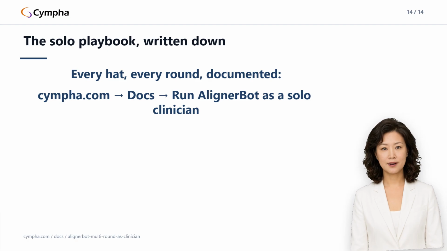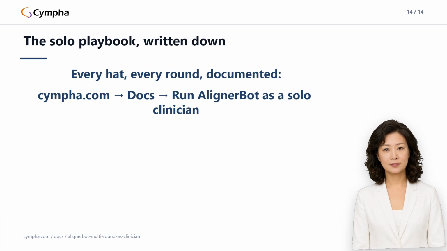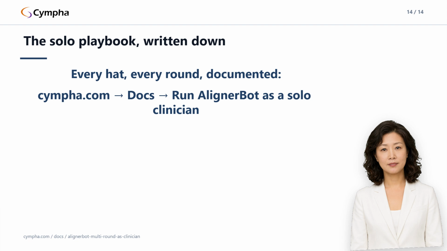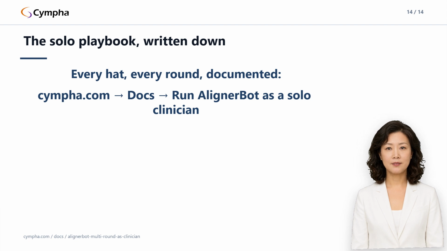It also links to the guides on either side of it. Set up AlignerBot for your lab and install and pair Cympha Agent Manager for the foundation. AlignerBot Phase 1 to Phase 2 for the same pipeline with a full team around it. Approve or request changes on a lab's design for the review page. Use ClearAligner AI Direct and multiple design rounds in ClearAligner AI for the lighter alternative. And assign a case to a designer plus team and roles. For the day you stop being solo. There's a case status glossary as well.